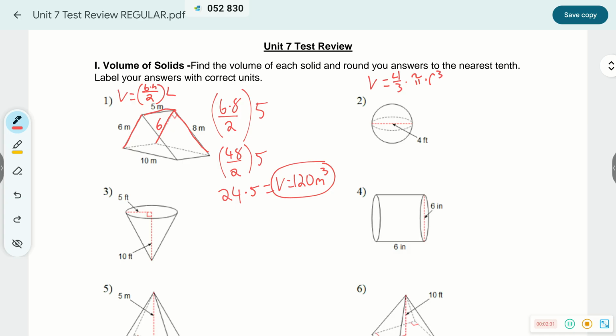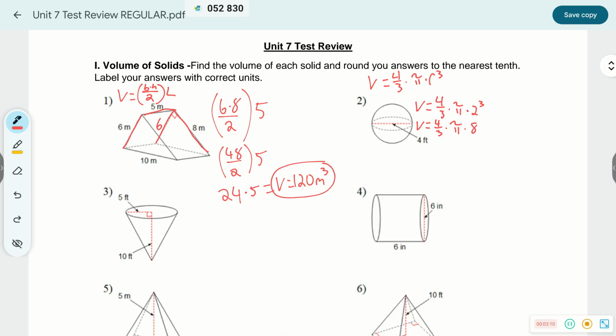Now that we have this, we can plug in the information we were given. What is the radius of this sphere? If the diameter is 4, that makes the radius half of that, which is 2. So volume equals 4/3 times pi times 2 cubed. What is 2 cubed? 2 times 2 times 2. 2 times 2 is 4. 4 times 2 is 8.